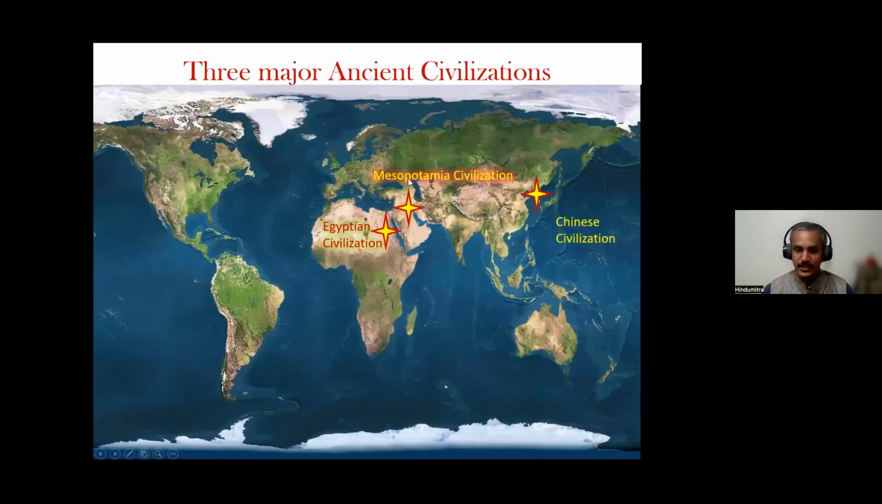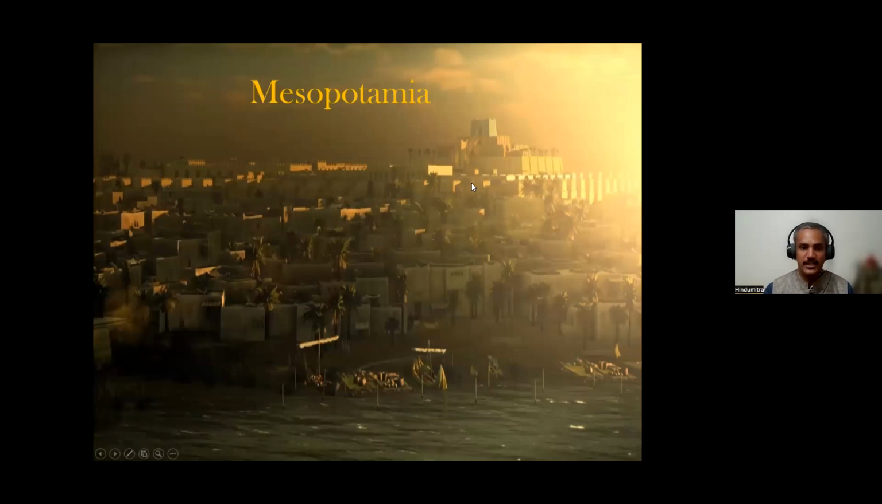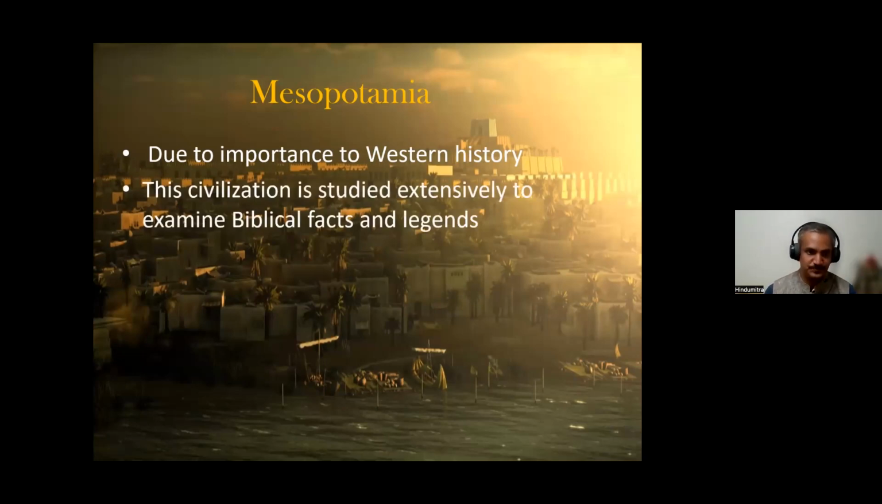And of these 3 civilizations, for example, Mesopotamia evolved around 2 rivers in present-day Iraq, between the rivers called Euphrates and Tigris. And it was fertile land. And due to its importance to Western history, Mesopotamia has always been a center of discussion. If you look at the features, the reason Western historians are interested in this is because the civilization's study extensively examined biblical facts and legends.